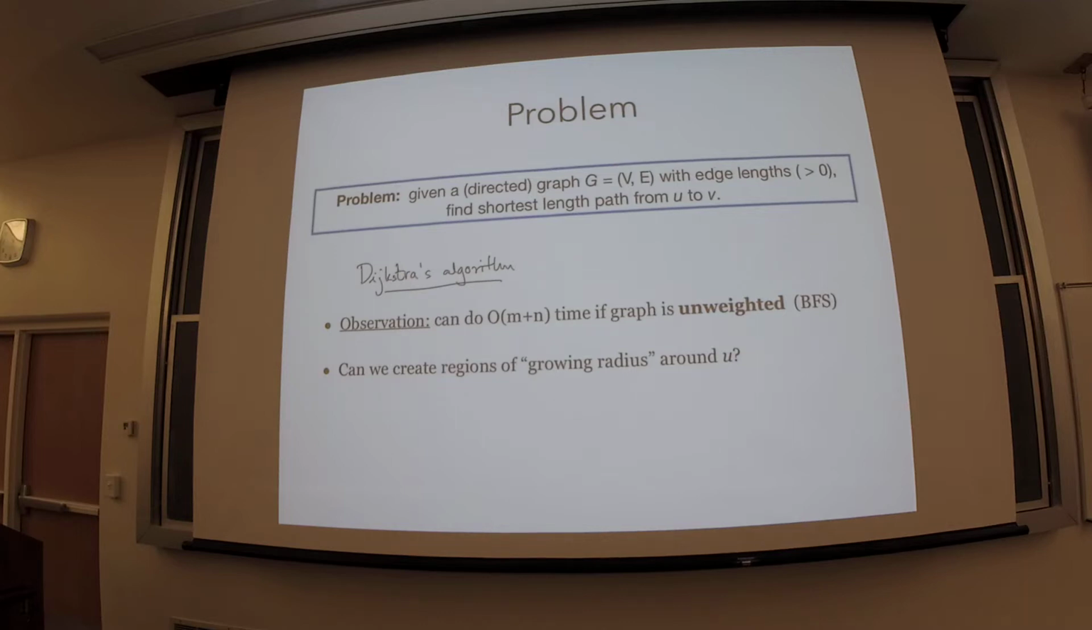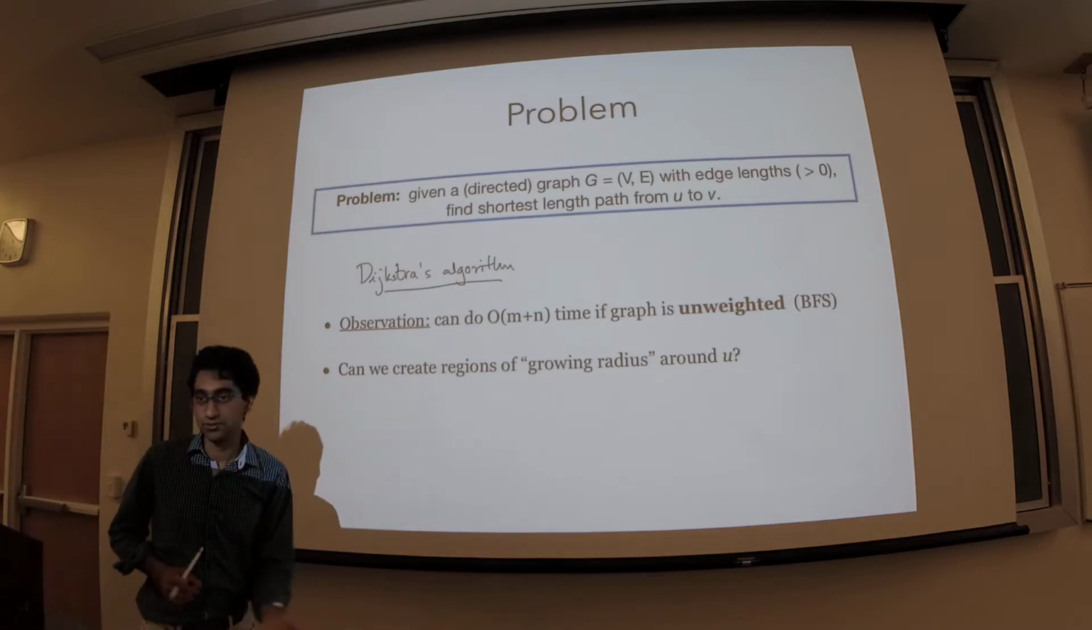Breadth first search starts by growing a small ball around the point that you have. You have this point U, and you grow a ball around U of increasing radius. And now you ask the same thing: can you grow a region of growing radius around this point U? This is one way to think about Dijkstra. There's another way, which is just to add one point at a time, but I think this is more natural. You want to create regions of growing radius around U.